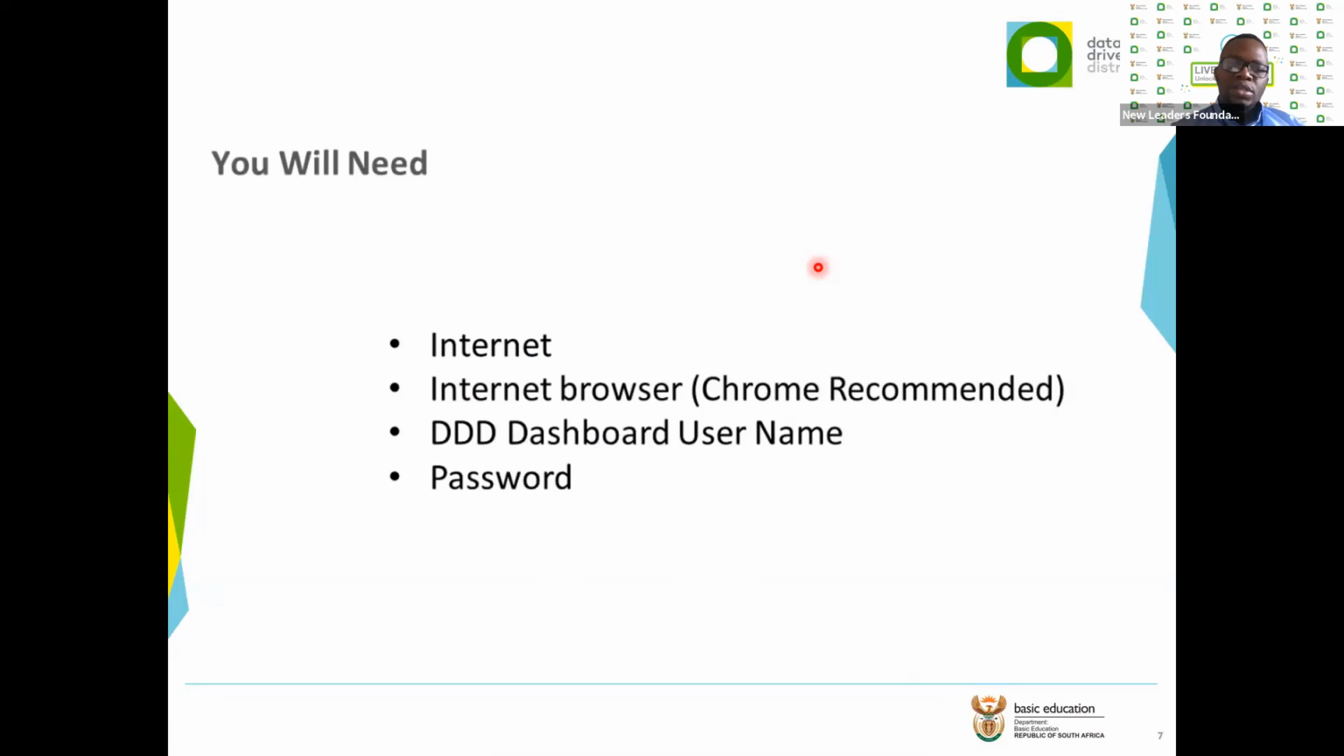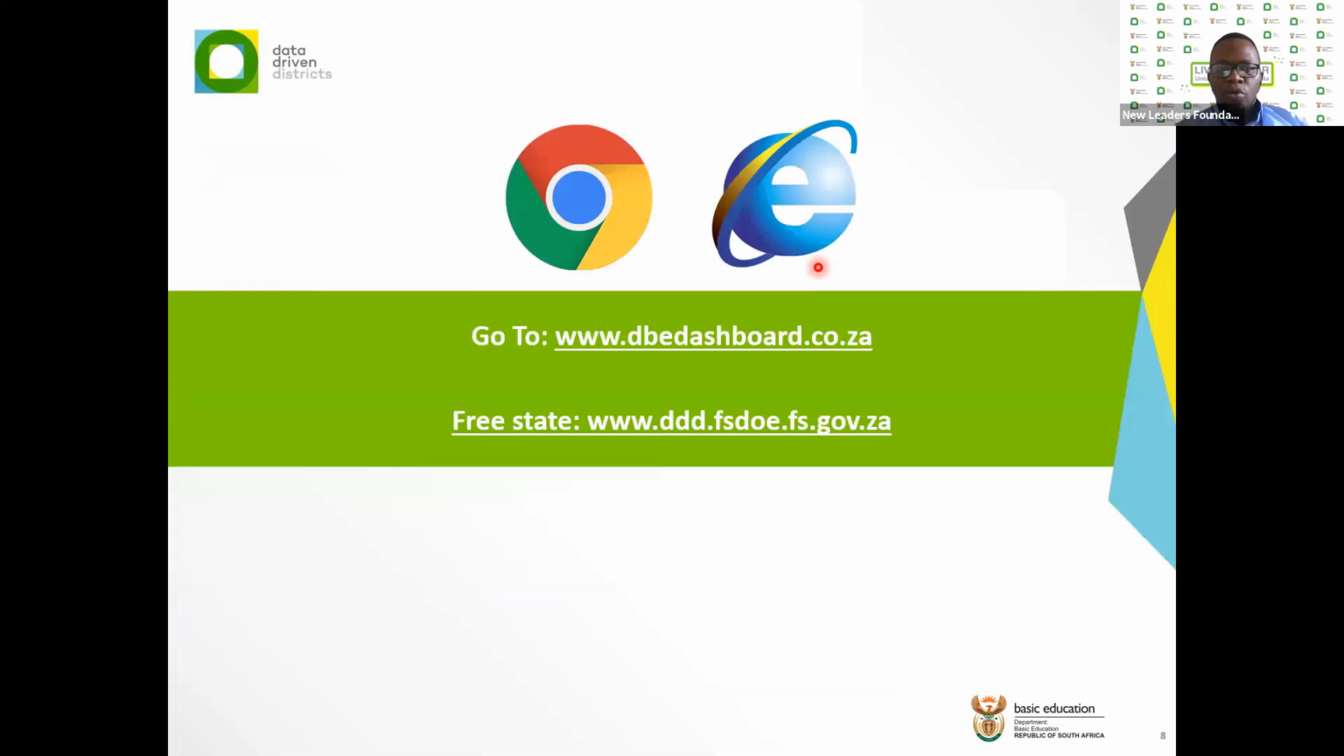Secondly, you will need an internet browser. We have found Chrome to be quite faster. However, if what you have access to is Internet Explorer, that will work very well as well. And of course, the DDD dashboard username and password that you were given at registration of your access to the dashboard. If you have forgotten these or have lost access to these, we'll talk about how you can recover them.